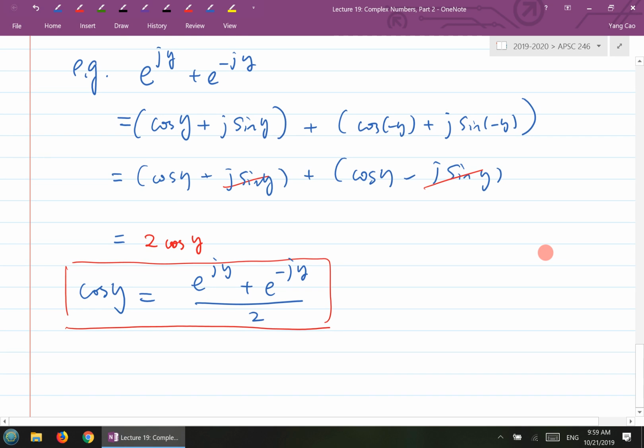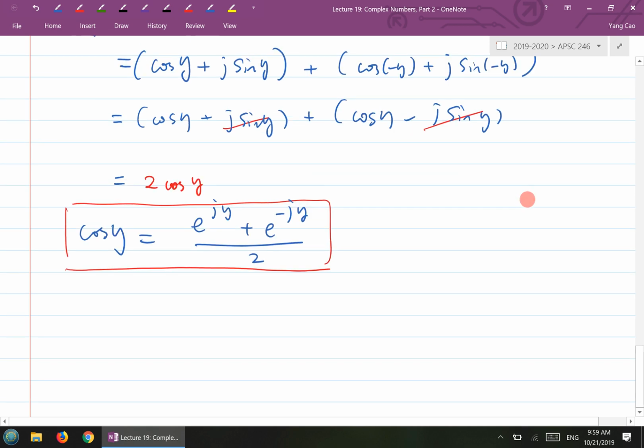Okay, so based on Euler's formula, I have this identity here, which tells us that cosine y is equal to e to the power jy plus e to the negative jy divided by 2. Now this seems redundant, but this is actually an identity that we often use to do some simplifications.